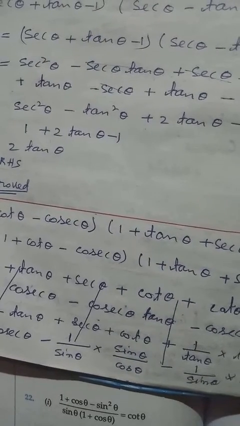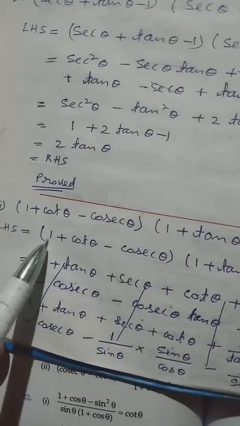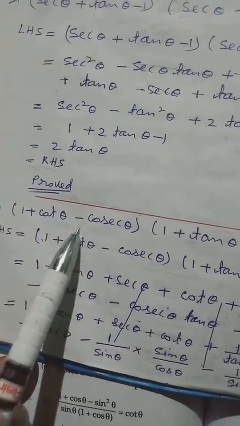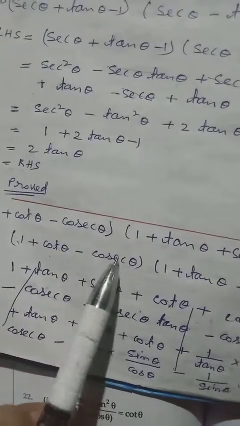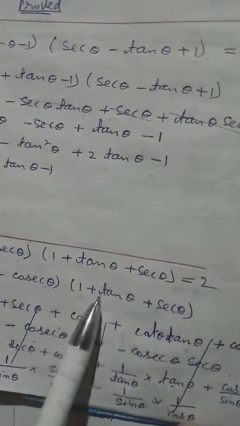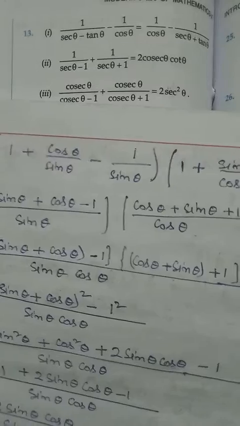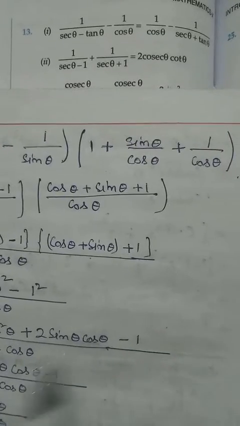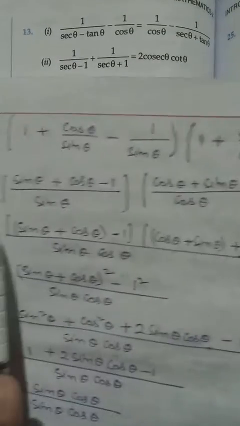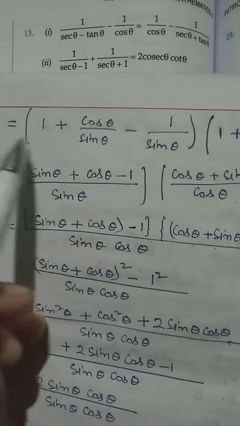So what to do? We'll change everything to sine and cos. So 1 remains 1. Cot we know it is cos by sine theta. Cosec we know is 1 by sine. Then 1 plus tan theta, we know tan is sine by cos. Sec theta we know is 1 by cos. Okay, so after we change like that, since we have fractions with plus and minus, let's find the LCM.